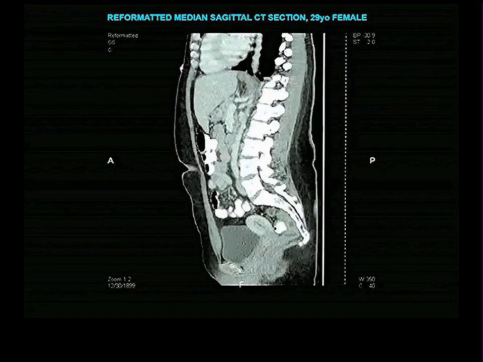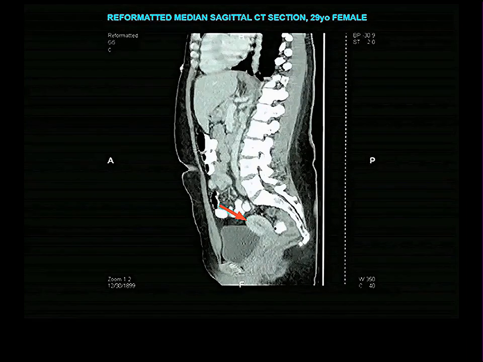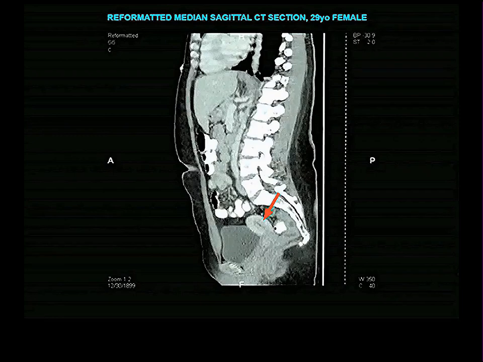Here is a sagittal reformatted structure of a 29-year-old female. And you can see those things I pointed to. Here's the urinary bladder filled with urine, because urinary bladders aren't normally this expansive if there's no urine in them. Here is the clear fundus of the uterus. And this is the body of the uterus right there.